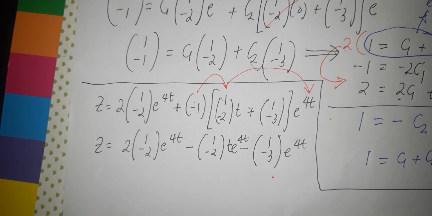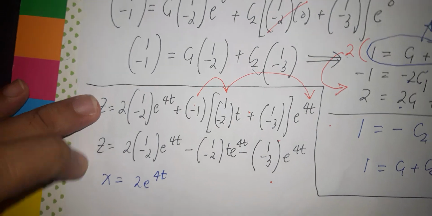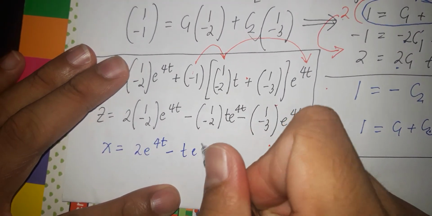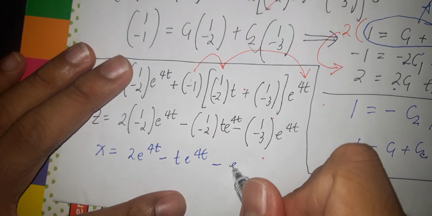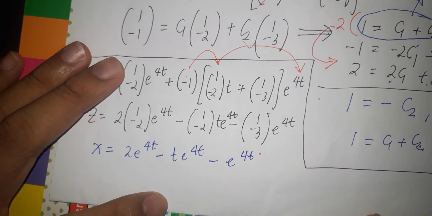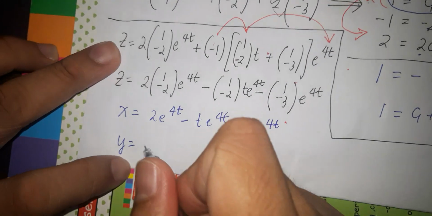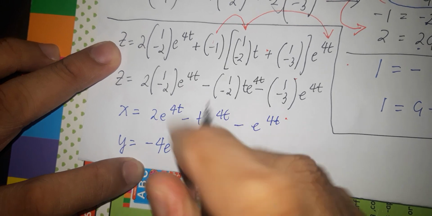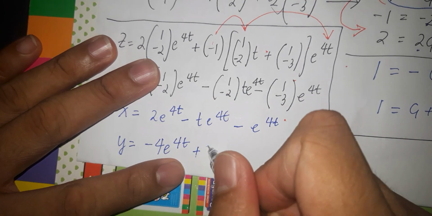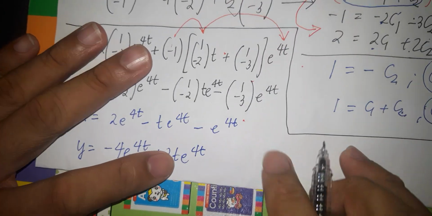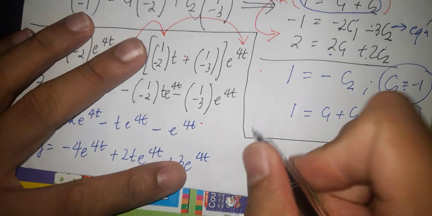So, to solve for the value of x, that's 2 e to the 4t, all the top entries, minus t e to the 4t. So, this is negative 1 times t e to the 4t, minus e to the 4t, so negative 1 e to the 4t. For the value of y, we have negative 4 e to the 4t, 2 times negative 2 e to the 4t, negative times negative is positive 2t e to the 4t, and negative times negative is positive 3 e to the 4t.